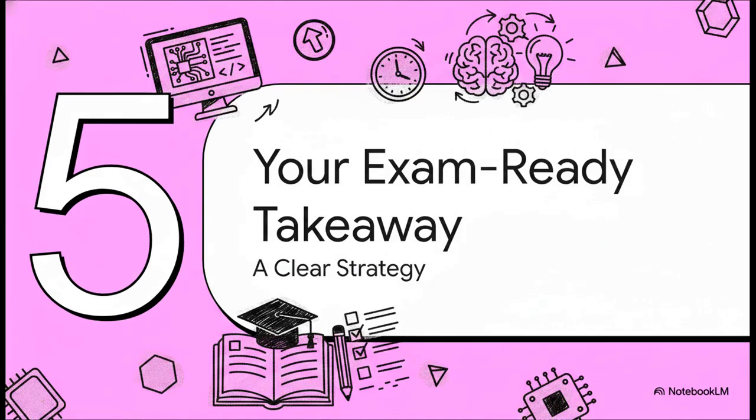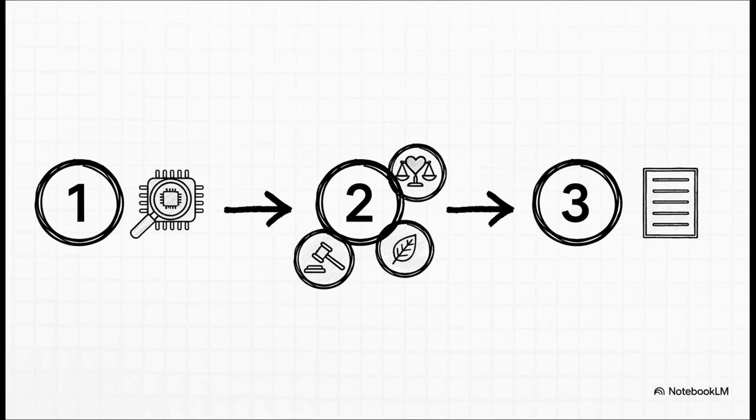Okay, let's wrap this all up into a clear, exam-ready strategy that you can take away and use right now. So here it is, your 3-step plan. Step 1, identify the technology in the question. Step 2, apply the 3 lenses. Is it right? Is it lawful? Is it sustainable? And step 3, use those lenses as the paragraphs for your answer. This simple plan guarantees you'll always have something to say and that your answer will always be brilliantly structured.